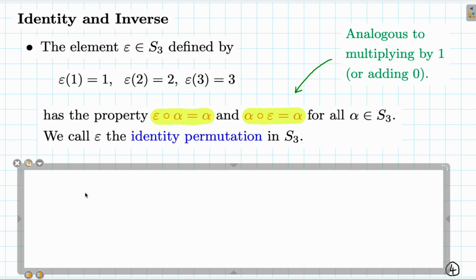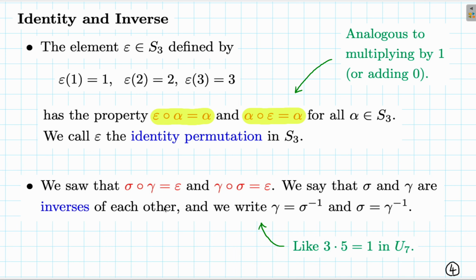Now, we also saw in the previous calculation that sigma composed with gamma was equal to epsilon. And I'll leave it up to you to also verify that gamma composed with sigma is epsilon as well. And so we say that sigma and gamma are inverses of each other. And we write that gamma is equal to the inverse of sigma. And we can also say sigma is equal to the inverse of gamma.